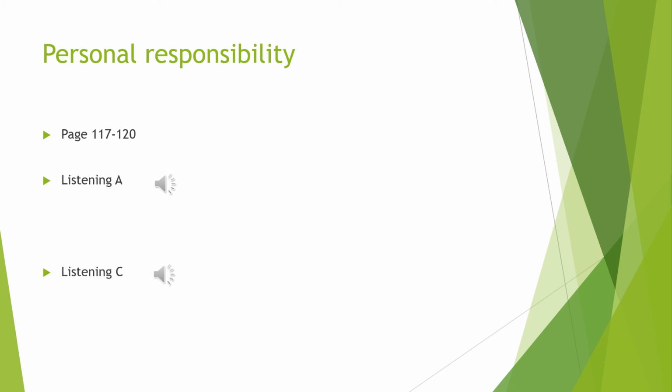Okay guys, once you've done that, you can move on to exercise B. Once you've finished exercise B, you can move on to exercise C. So for exercise C, you need to listen to this audio to complete it. Unit 6. Listening 2. Activity C.